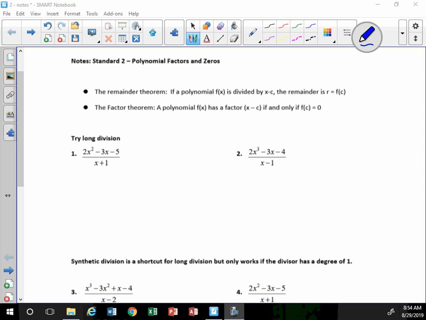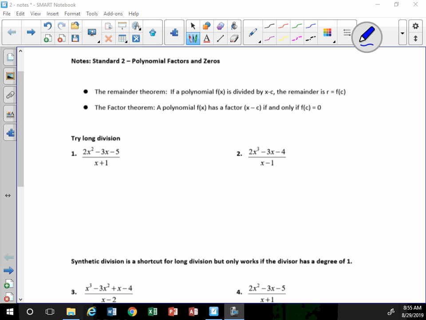Theorems. The remainder theorem: if your polynomial is divided by x minus c, the remainder equals f of c. And the factor theorem: f has a factor of x minus c if and only if f of c equals 0. I expect that to make little to no sense to you, just reading it, and that's okay. We're going to go through long division and synthetic division today, and I'll show you how these theorems work.